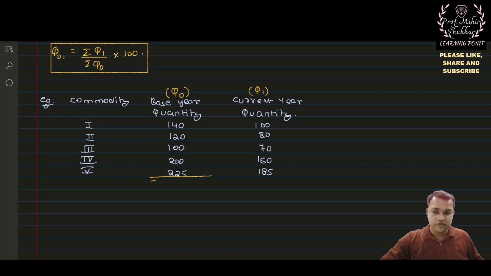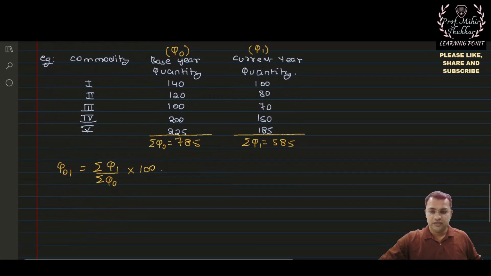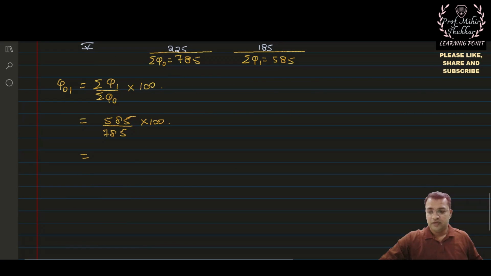When you add all the values of Q0, you will get summation Q0. When we add all the values of Q1, we get summation of Q1. So the example that you have over here, guys, the total of Q0 is coming out to be 785 and the total of Q1 column is 585. If you take the formula, which is Q01, which is equal to summation of Q1 upon summation Q0 into 100, you will get the answer 585 in the numerator divided by 785 in the denominator, and on solving this, 58500 divided by 785, you will get this is equal to 74.52% is the required value of Q01.